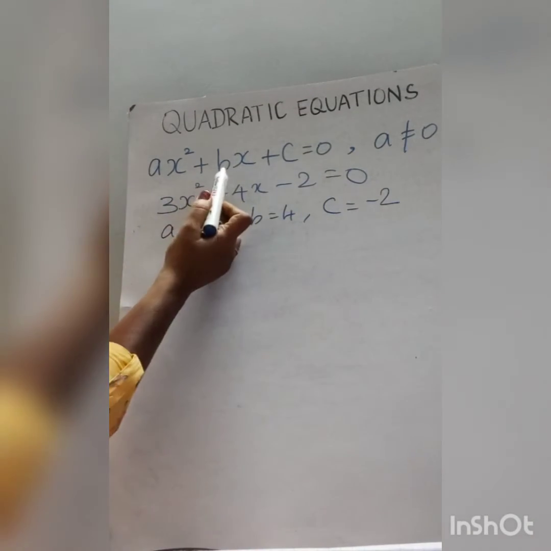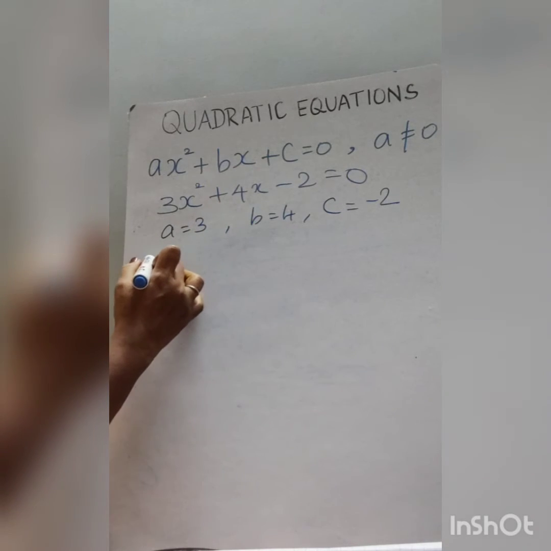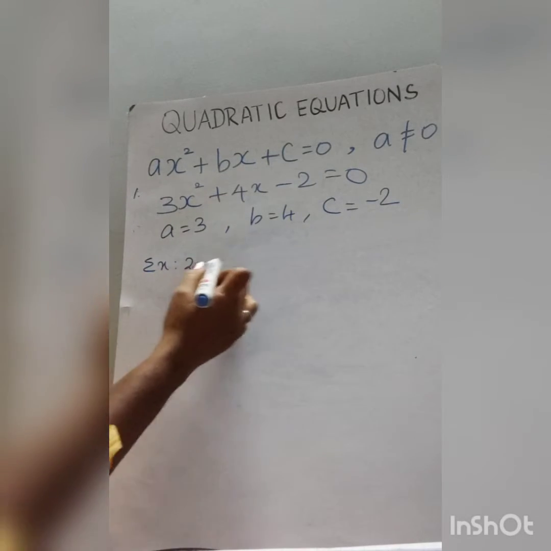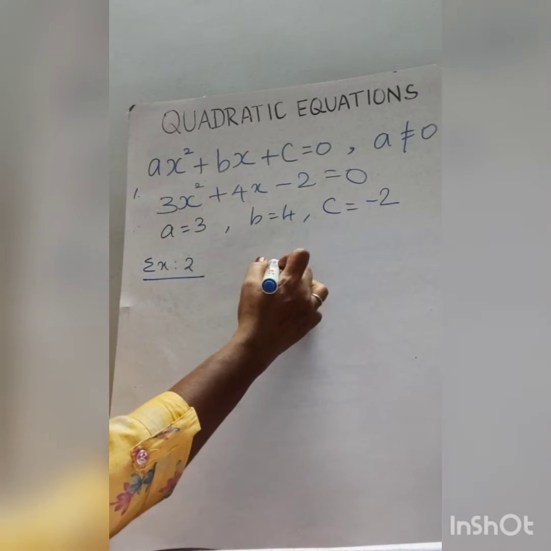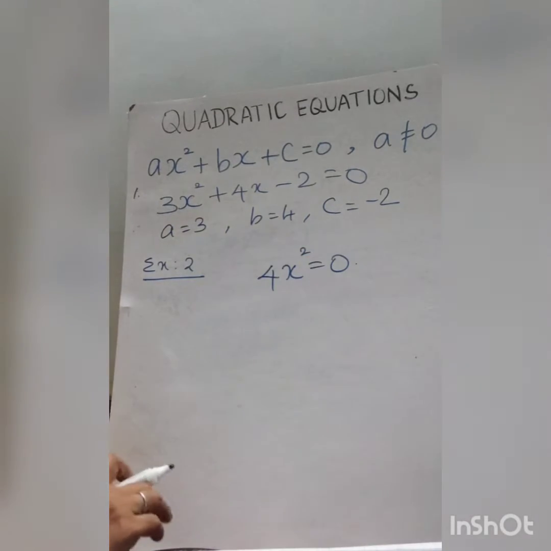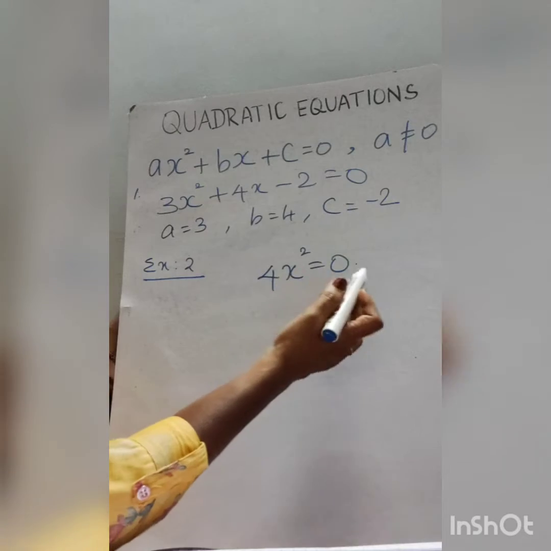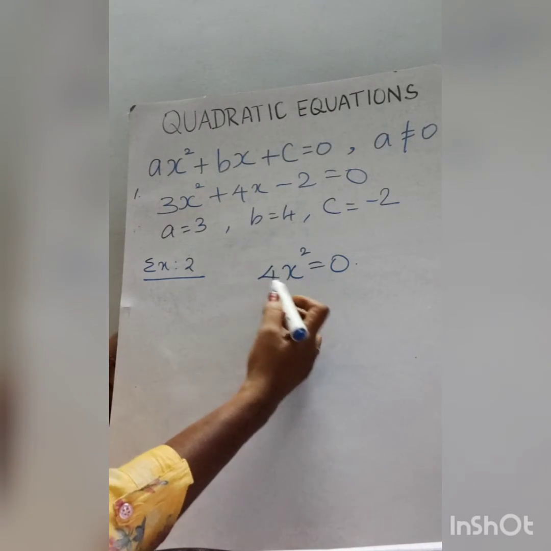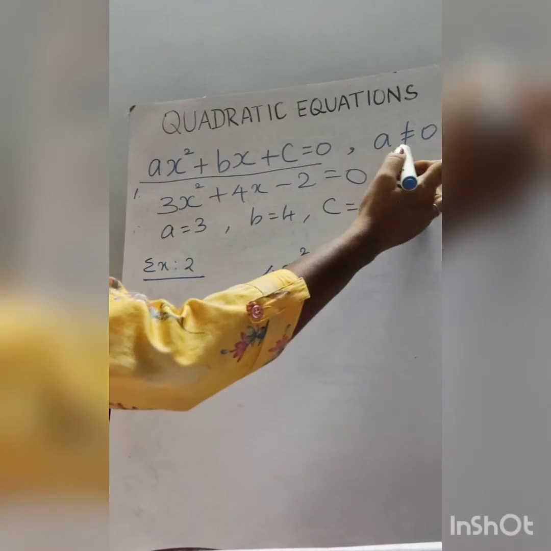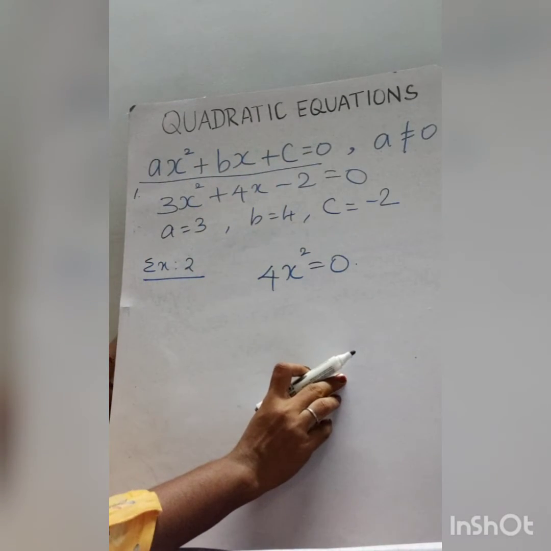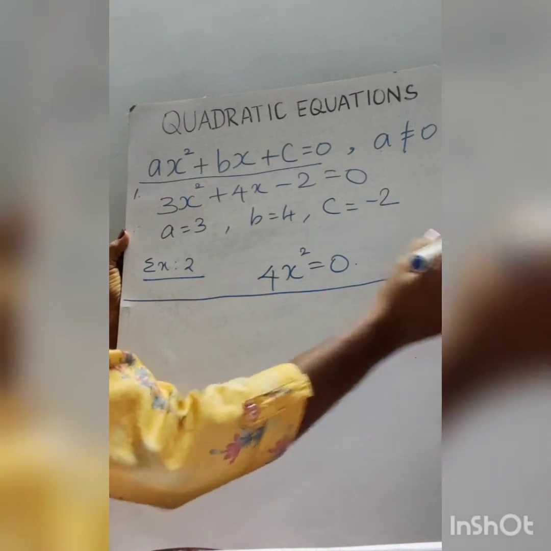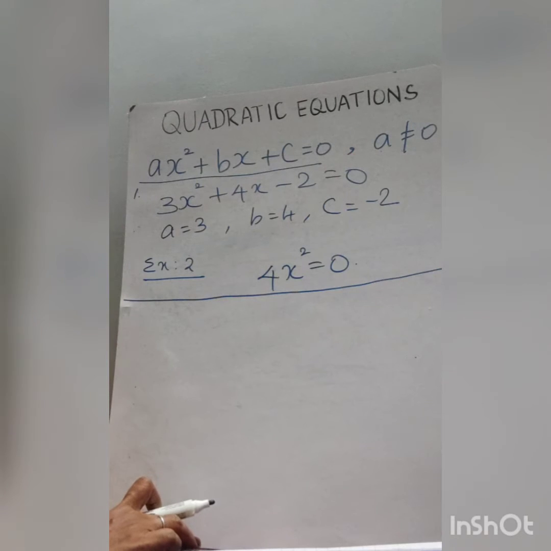I can even have B and C as 0. So another example, this is example 1, I can say example 2, even 4x square equal to 0 is a quadratic equation. Here B and C are 0. The equation which is of the standard form with A not equal to 0 is a quadratic equation. Let me check whether the given equation is quadratic or not.